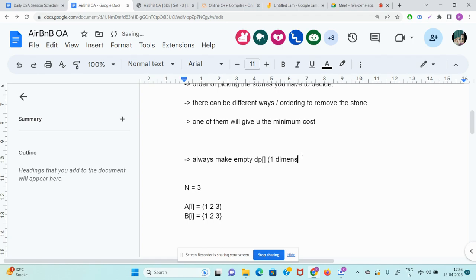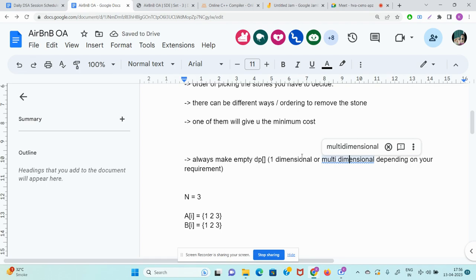One dimensional or multi-dimensional depending on your requirement. Okay, simple stuff. Always just declare an empty DP array and don't think much about it.